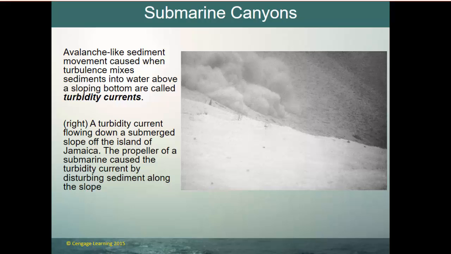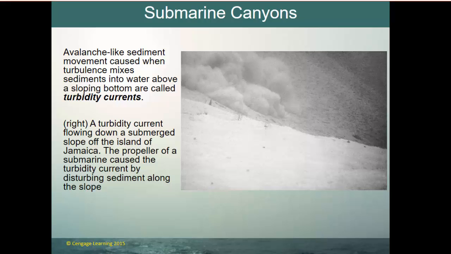This is actually a picture taken just offshore of Jamaica, and there was a submarine in port, or close to port, that was very close to the bottom, and its propellers kicked up enough sand, silt, and whatever sediment was on the bottom that it kicked up this big cloud of silt. And because that cloud had more stuff in it, that water was denser, and that dense water literally rolled downhill. An avalanche-like sediment movement caused when turbulence mixes sediments into water above a slope.